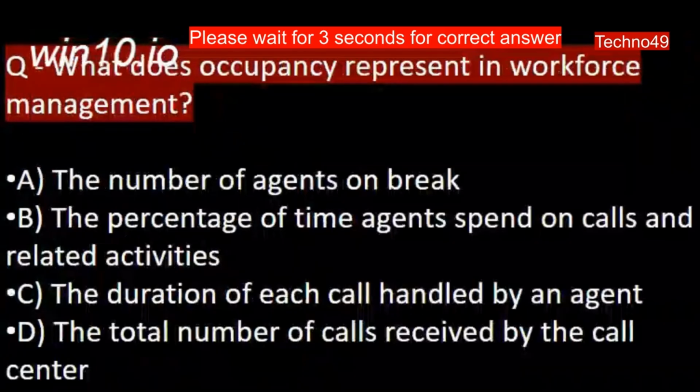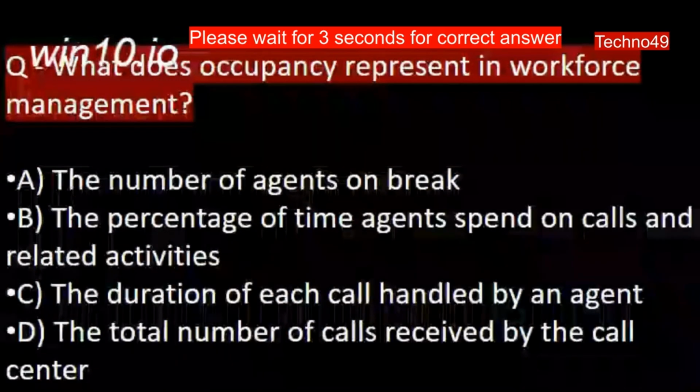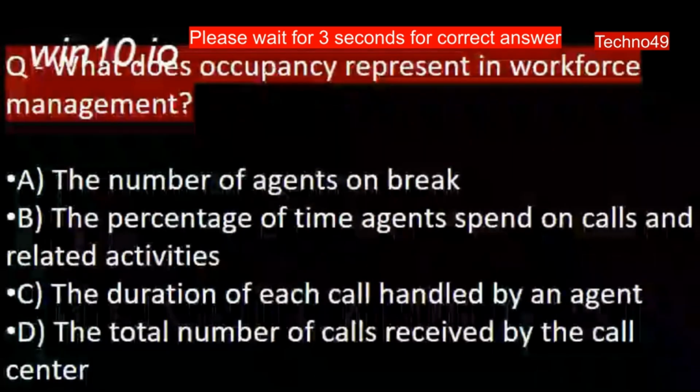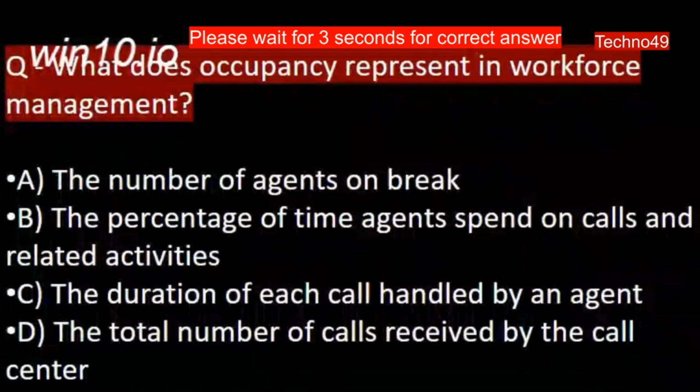Next question we have, what does occupancy represent in workforce management? Option A, the number of agents on break. Option B, the percentage of time agents spend on calls and related activities. Option C, the duration of each call handled by an agent. Option D, the total number of calls received by the call center.